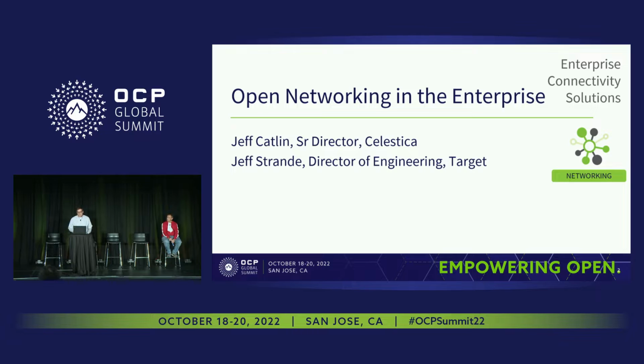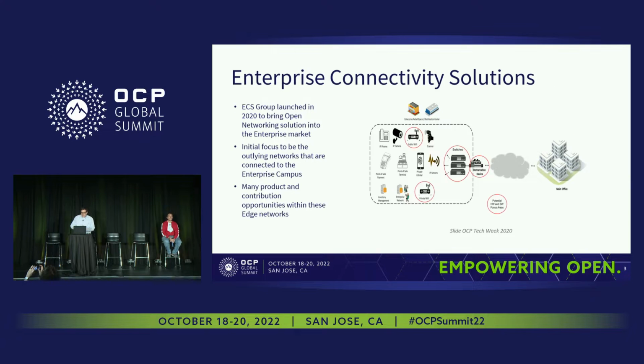There'll be two presenters in this presentation, myself, Jeff Catlin, and Jeff Strande from Target. Anyone else named Jeff is willing to come up and participate, we'll take them as well. There's two contributions in this presentation, and the contributions coming into Open Compute are coming in through the Enterprise Connectivity Solutions Group. That's a sub-project group under networking, the ECS group.